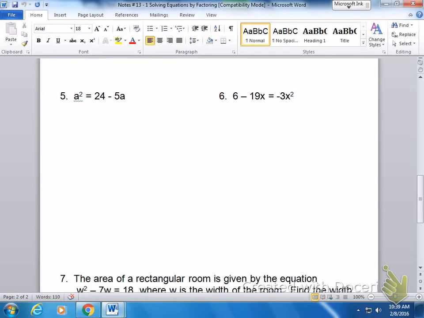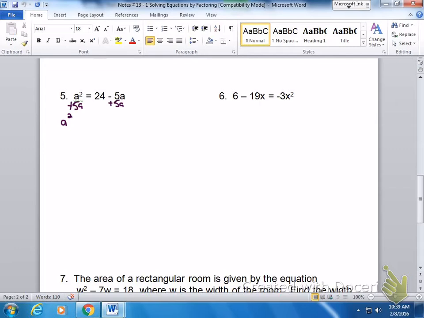Now, this is the same thing. This is actually about as hard as it's going to get. We're going to have to factor these, but they're not in the right order. Things aren't on the same side. So remember, I want it to be ax squared plus bx plus c, but I would like my x squared part to be positive. So I'm not going to move my a squared to the right. I'm going to move the other two to the left. So I'm going to move my 5a first. So I'm going to add 5a to both sides.